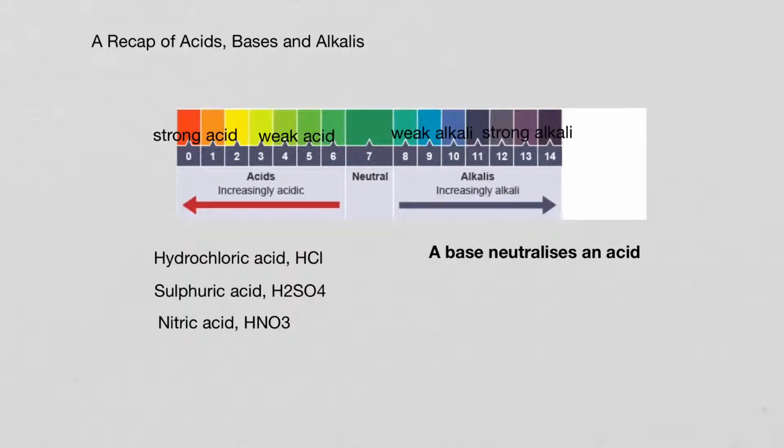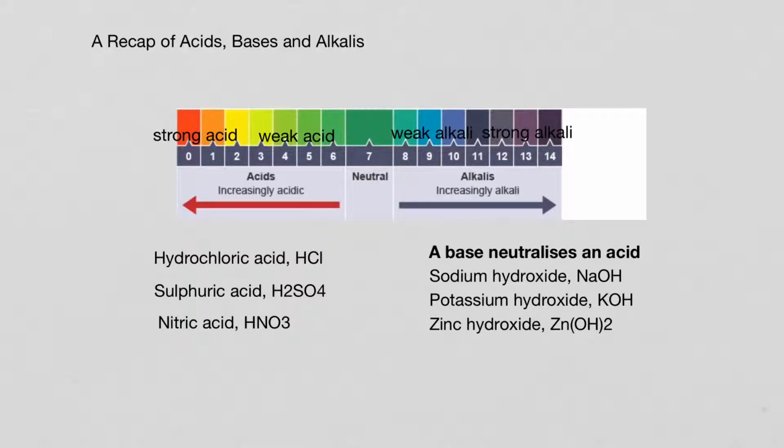And if you're not sure what a base is, a base is a substance which is able to neutralise an acid. We'll look at some examples now. Sodium hydroxide is an example of a base, as is potassium hydroxide, as is zinc hydroxide, Zn(OH)2. And the last example I'm giving you is copper(II) oxide, CuO. Now, all of these are examples of bases, because they neutralise any acid. They turn the acid to pH 7 if you add the right amount.